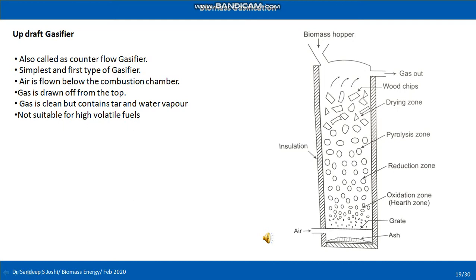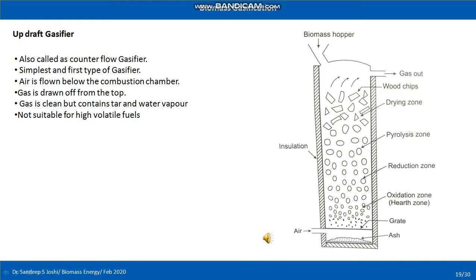Okay, the gas is clean but contains tar and some water vapor, which is not suitable for high volatile fuel. Okay, then you can look at the picture. Again, here the zones are the same: there is the oxidation zone, reduction zone, pyrolysis zone, and then the drying zone, wood chips, and the biomass hopper is again at the top.